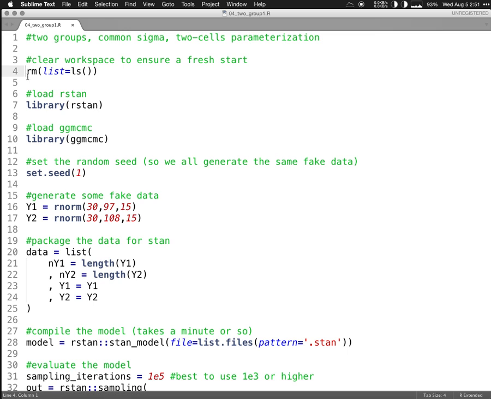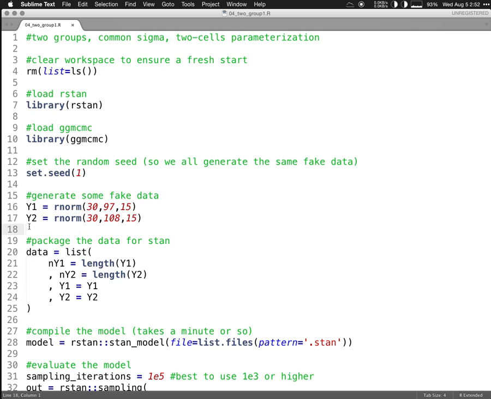I'll just start running this to start us up. We're going to generate some data. Y1 is one group of people. We'll generate 30 values for Y1. They'll have a mean of 97 and a standard deviation of 15. Y2, again, we'll generate 30, with a mean of 108 and a standard deviation of 15 as well.